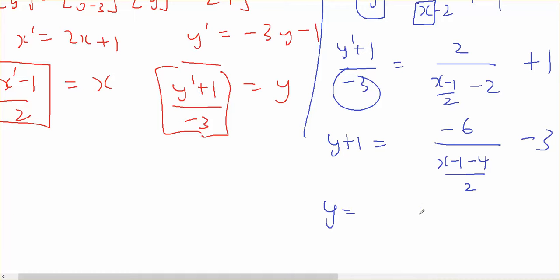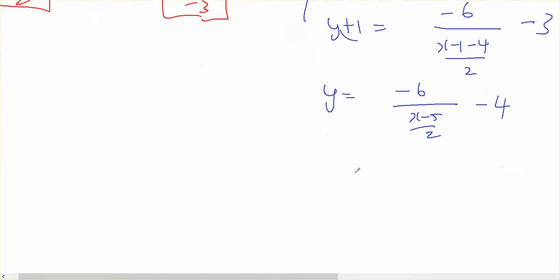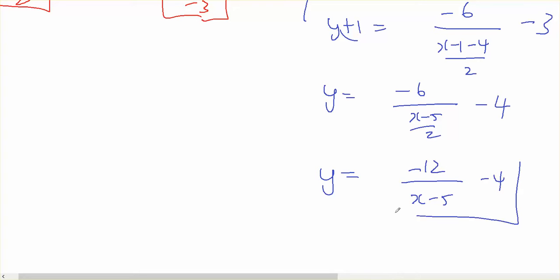So y' will equal -6 over (x' - 5)/2 minus 4, because the -1 moves over and subtracts from the -3. So y will equal that 2, when you flip the bottom fraction, it goes to the top and multiply that to give the equation of the new hyperbola.